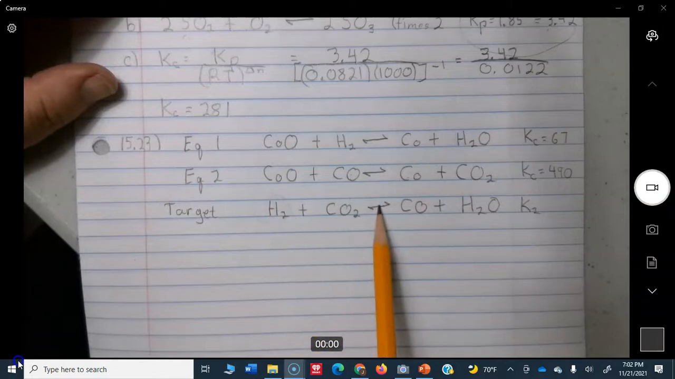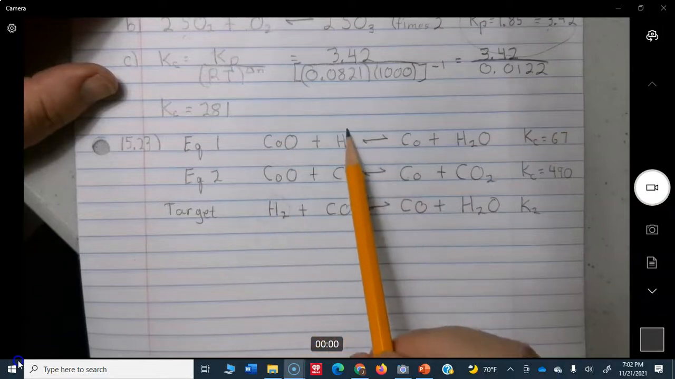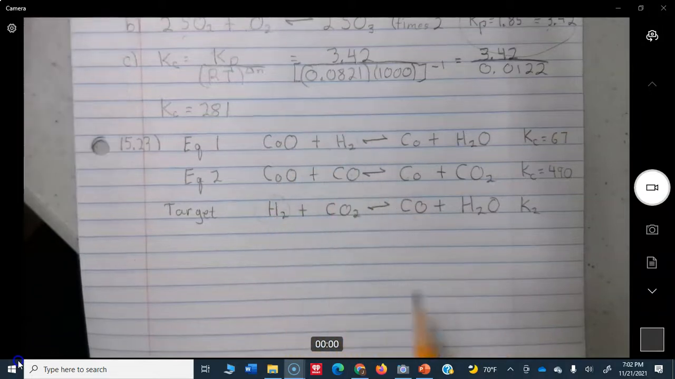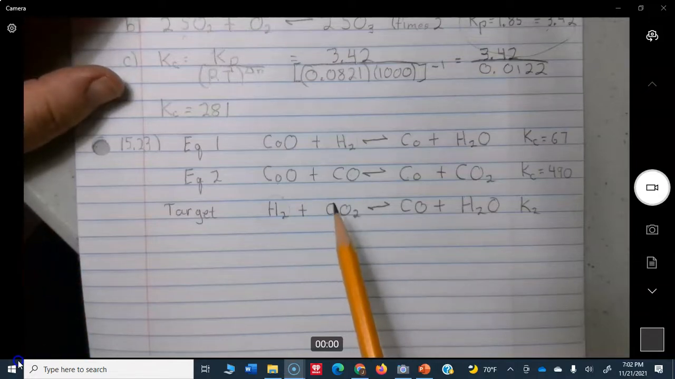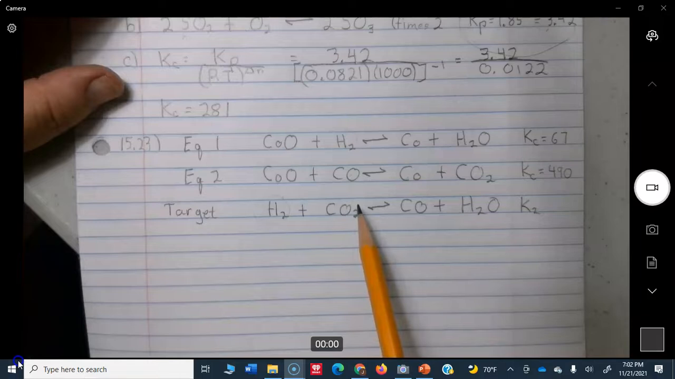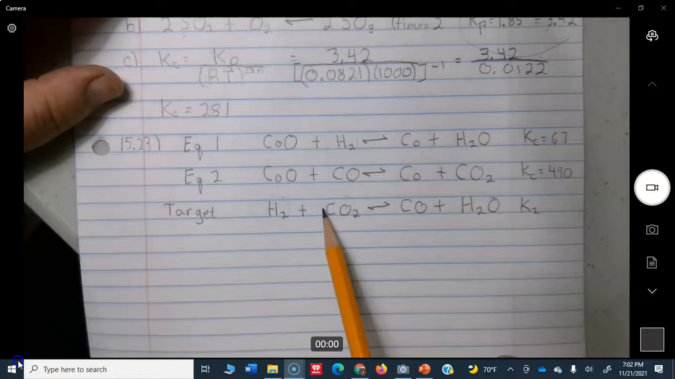H2 appears on the left side of the arrow in the target, and appears on the left side of the arrow in equation 1. That means we don't want to change equation 1 at all. The H2 is on the proper side of the arrow, and it's the proper number of moles, 1. So we're done with that. So now let's go down and find something. Let's see, CO2 only appears once. It's right there. It's on the left side of the arrow. There's 1 mole of it.